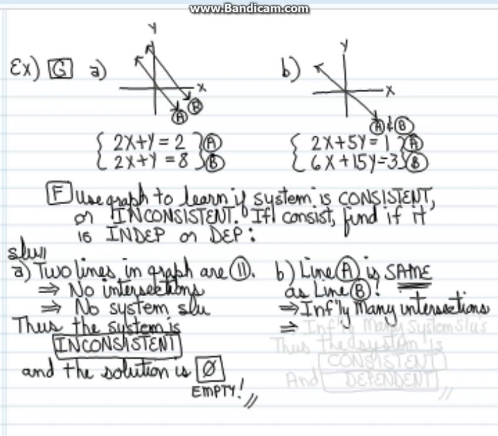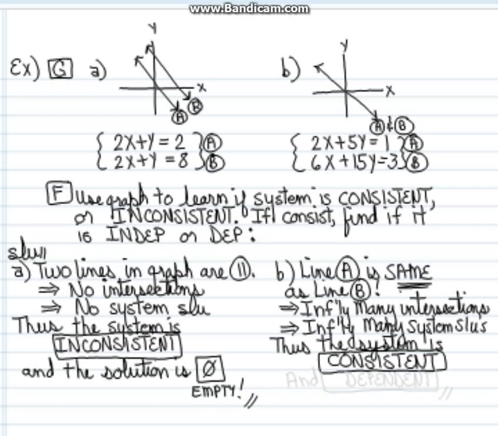Infinitely many intersections. And of course, that implies that there are infinitely many system solutions, in other words, ordered pairs that they have in common. There's infinitely many solutions to the system. Thus, we say this system is consistent. Remember, if you have any solutions, one or infinitely many, it's a consistent system.